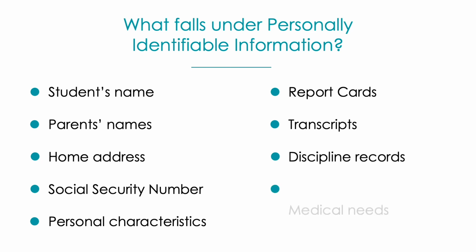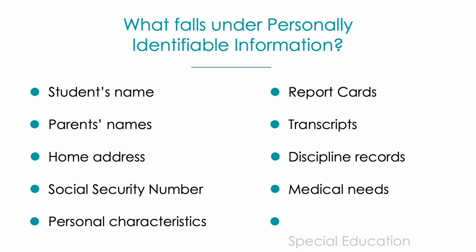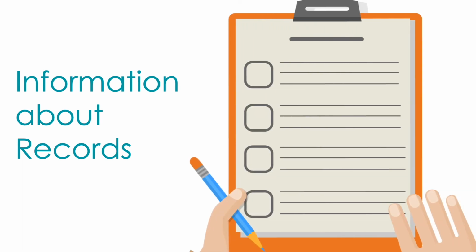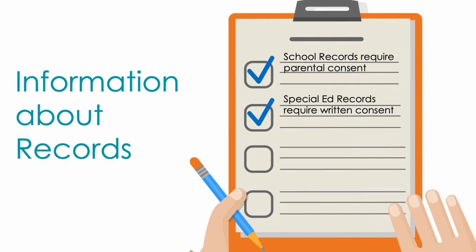Medical needs and services a student receives are also confidential, as is the status of being in a special education class. School records may only be released with parental consent. Written consent must first be obtained before students' special education records are released. Schools must notify the parents before they disclose any information about a student.